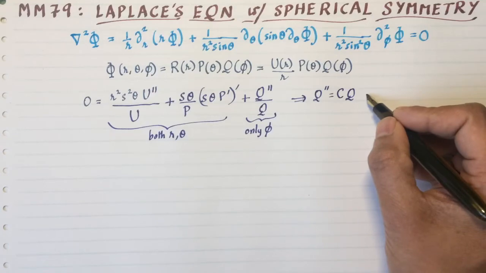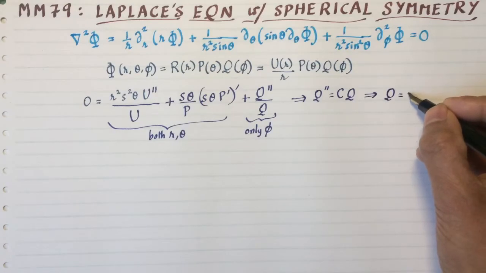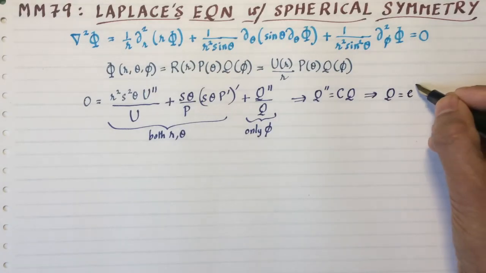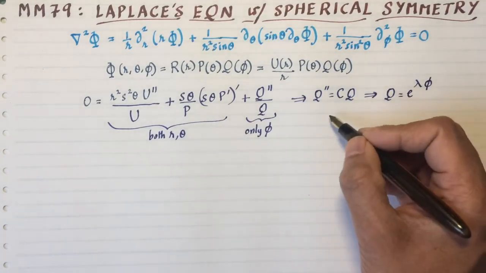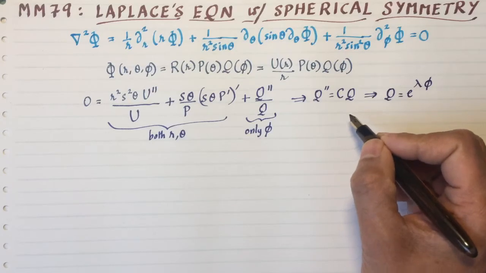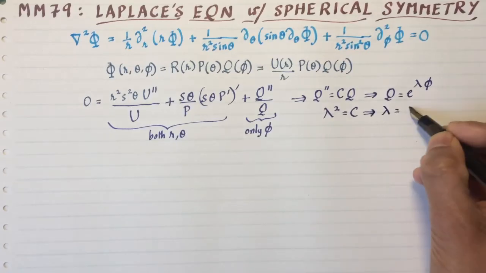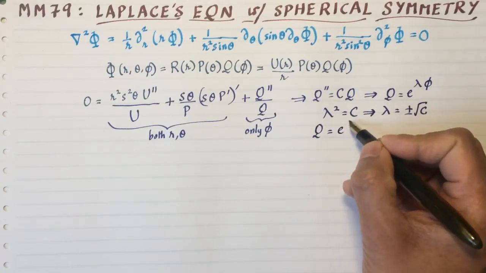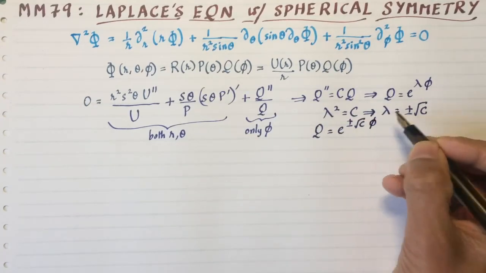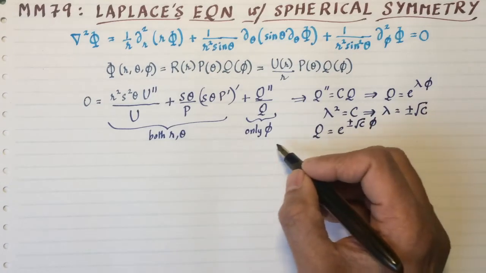So we can write this using the Euler ansatz. You get the solution of this equals e to the lambda phi. Let's just choose this to be the solution and let's substitute and see what we get. You end up getting lambda squared equals c, or lambda equals plus or minus root c. But you can't seem to go beyond this, so Q just gives me e to the plus or minus root c times phi. But there's one important thing about the function Q. It should return to itself after it goes around. So that's called the single valuedness boundary condition.